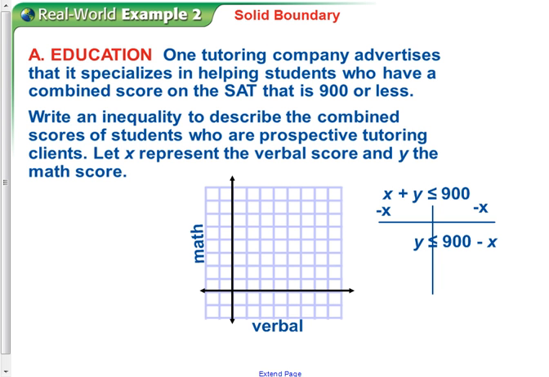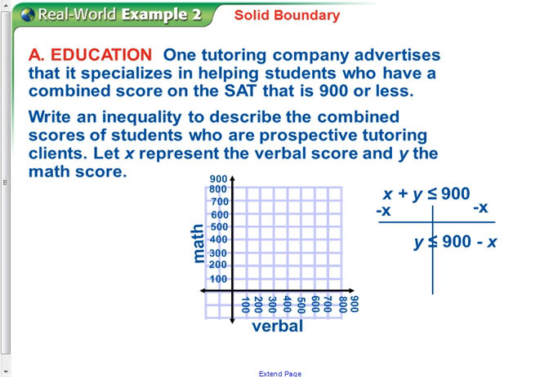And so we have to figure out some sort of scale. I think we're probably best off to go by 100s on our x and y axis. So go ahead and label your scales 100, 200, 300 on both your math and your verbal scales.